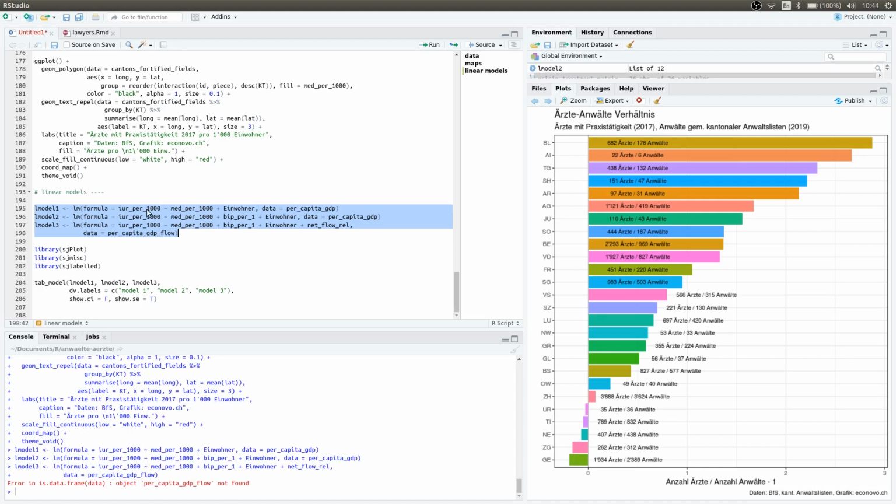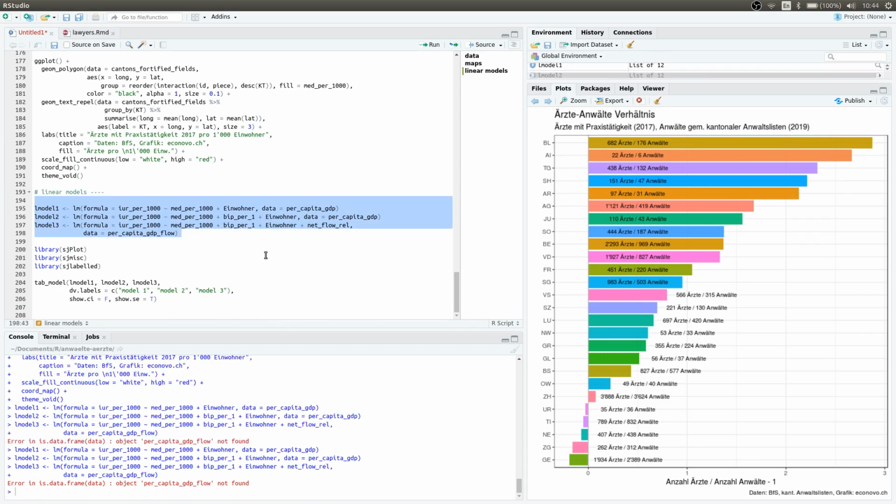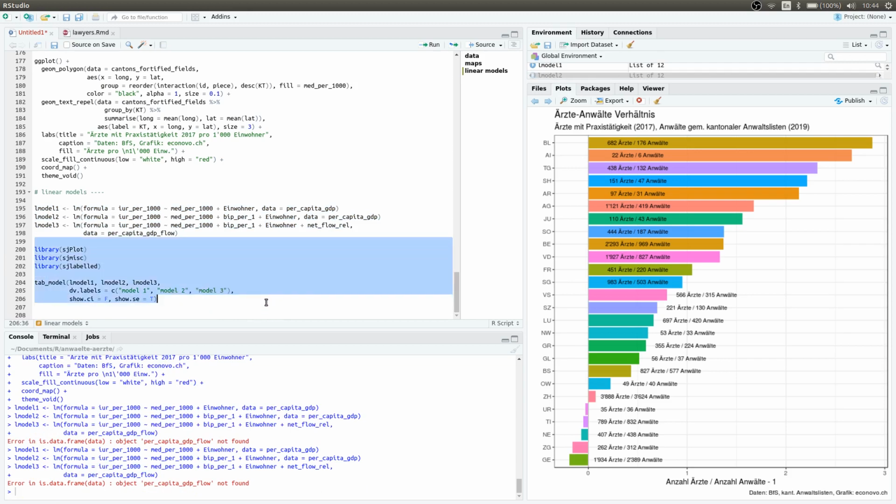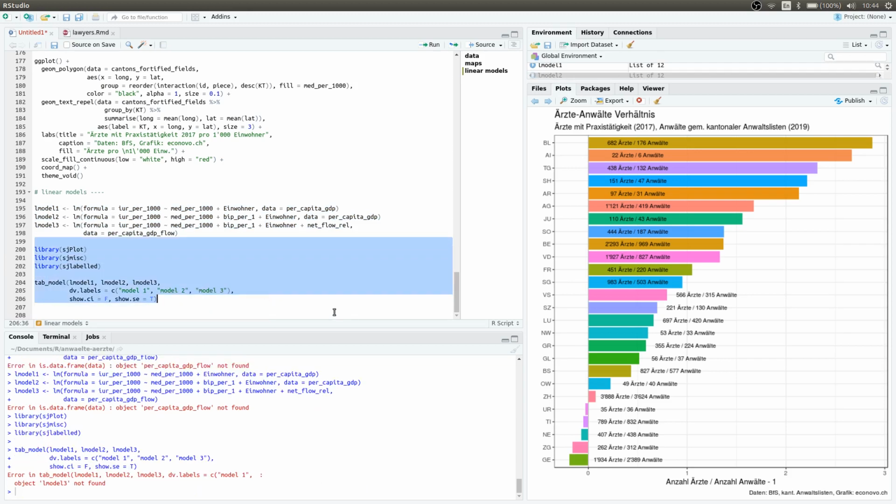So for explaining the number of lawyers, we take the number of doctors, the population, the GDP, BIP in German, as well as the net flow relative to the patients. That's the spreadsheet that I opened a minute ago. And we will use sjplot for having them in a nice representation.